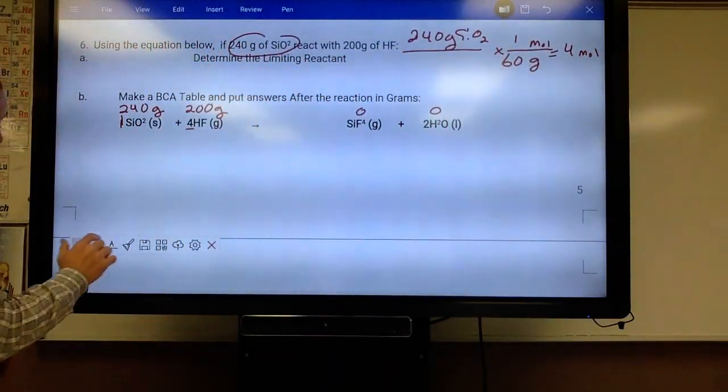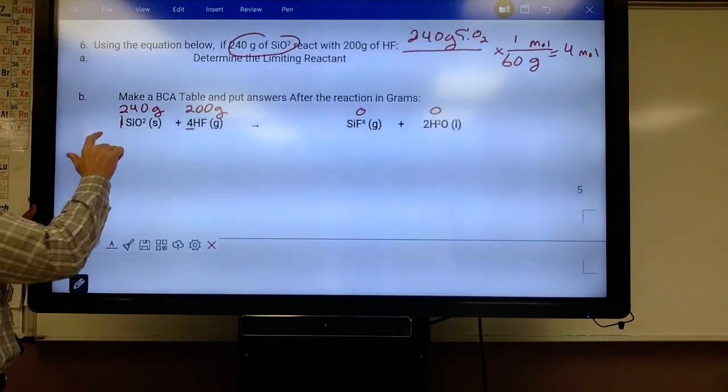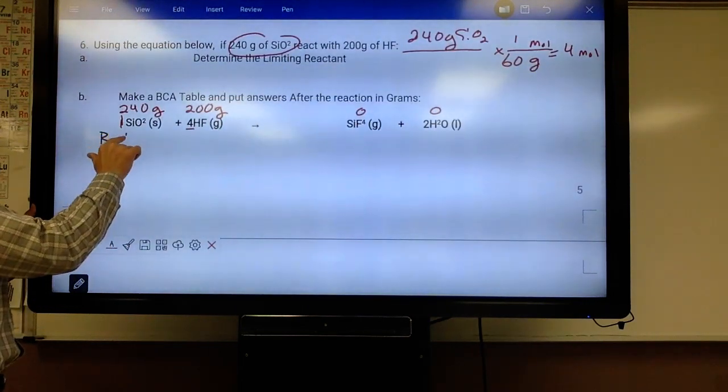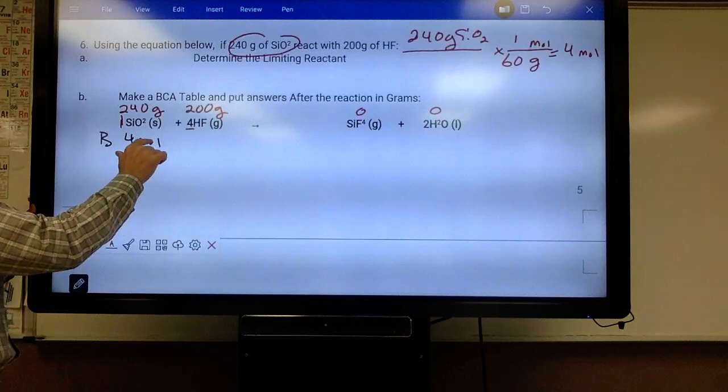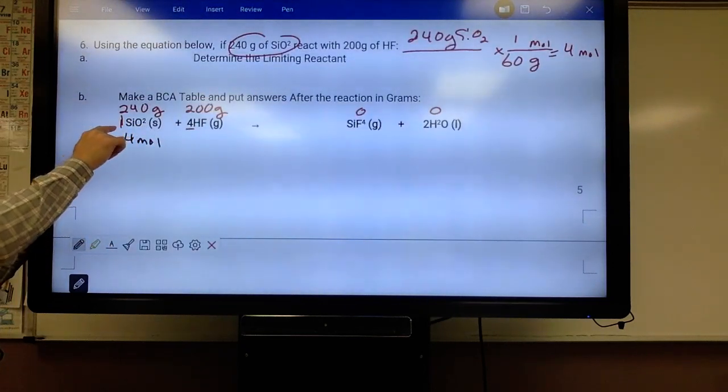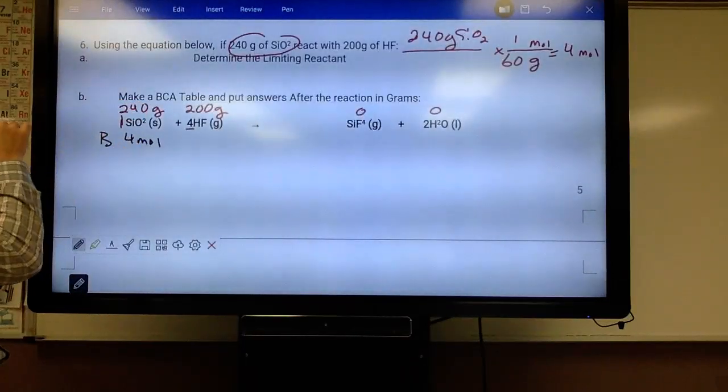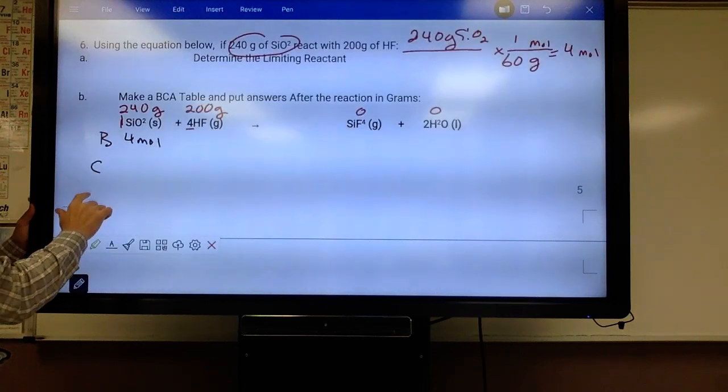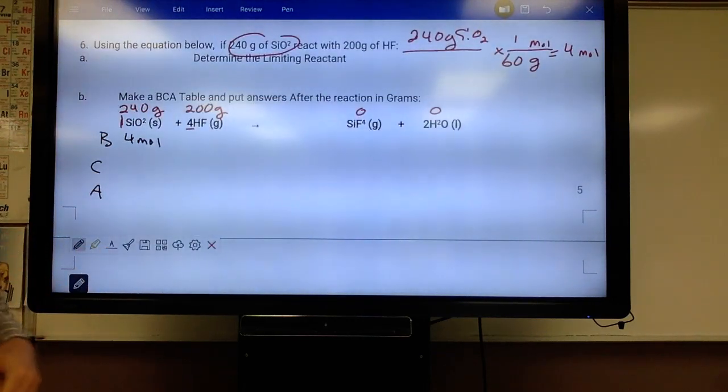So I'm going to go over here. We're going to eventually make a little BCA table again. So before the reaction, we have 4 moles of SiO2. Does that make sense? So those 240 grams is 4 moles. Here's your before, change and after.